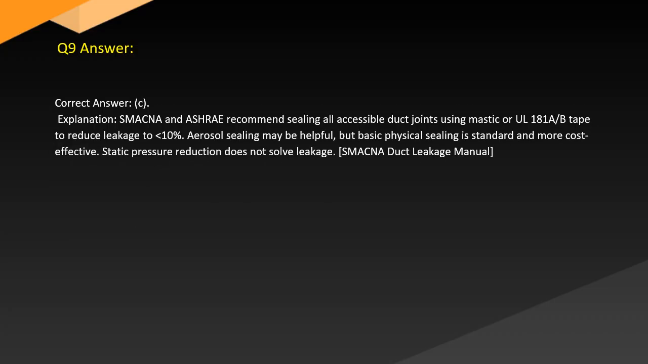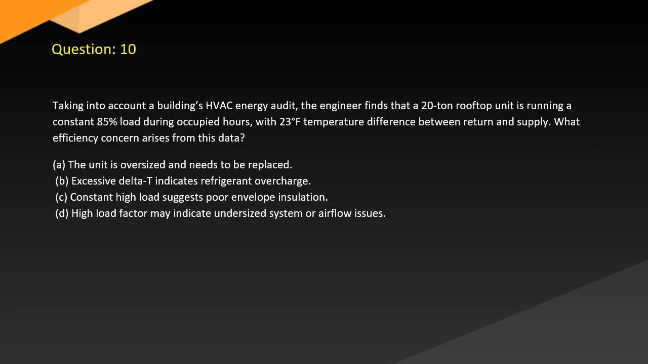Answer. Correct answer: C. Explanation. SMACNA and ASHRAE recommend sealing all accessible duct joints using mastic or UL 181 listed tape to reduce leakage to 10%. Aerosol sealing may be helpful, but basic physical sealing is standard and more cost-effective. Static pressure reduction does not solve leakage. SMACNA Duct Leakage Manual.